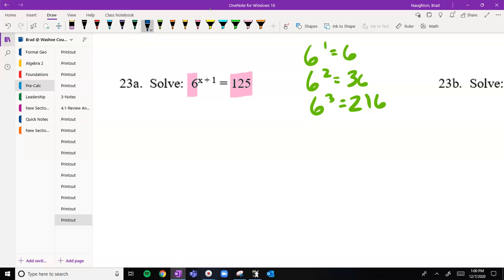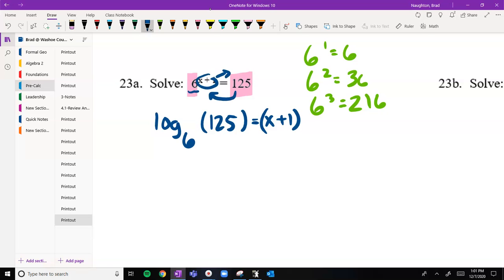Okay, so when I convert this, this is my base. So it's going to be log base 6 of 125 is equal to x plus 1, because base stays base. So this is the base, it stays the base, and the other 2 pieces switch place. That was the one I always like to use. So now, basically, we're going to say, alrighty, I can solve this because it's log base 6 of 125, and then minus 1 is equal to x.